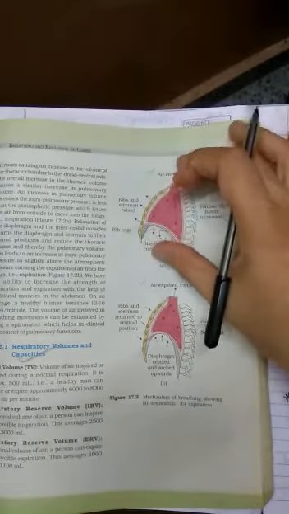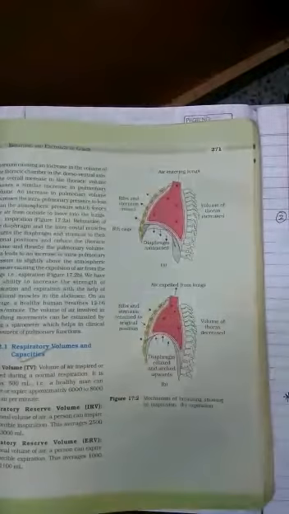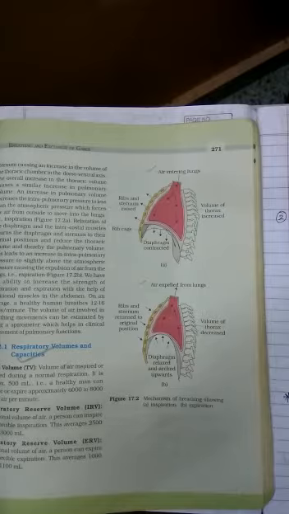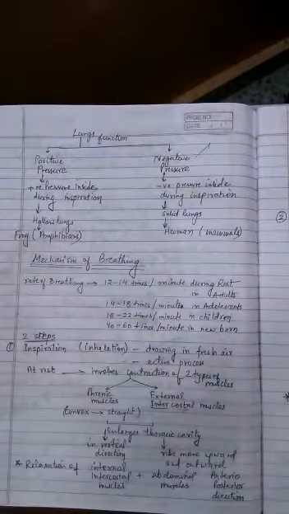So if this thoracic cavity or chest cavity size could be increased somehow, then definitely the pressure inside the lungs, that means intrapulmonary pressure, would decrease, and this decrease in the pressure will automatically cause the air from outside to move inside through the nasal passage. So let's understand now how it happens.